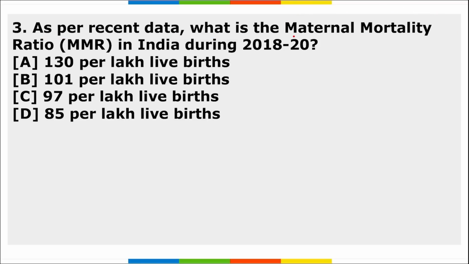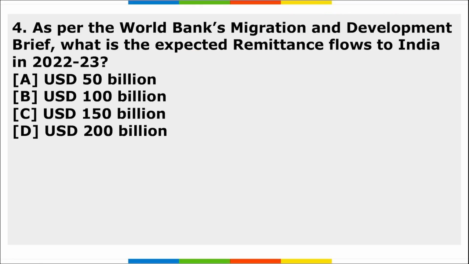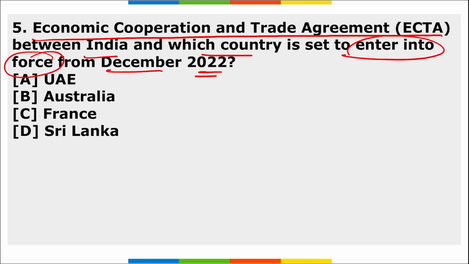Then, as per the recent data, what is the maternal mortality ratio in India during 2018 to 20? Next, as per the World Bank's migration and development brief, what is the expected remittance flow to India in 2022 to 2023? Then, economic cooperation and trade agreement between India and which country is set to enter into force from December 2022? So these are your 5 homework questions, friends.